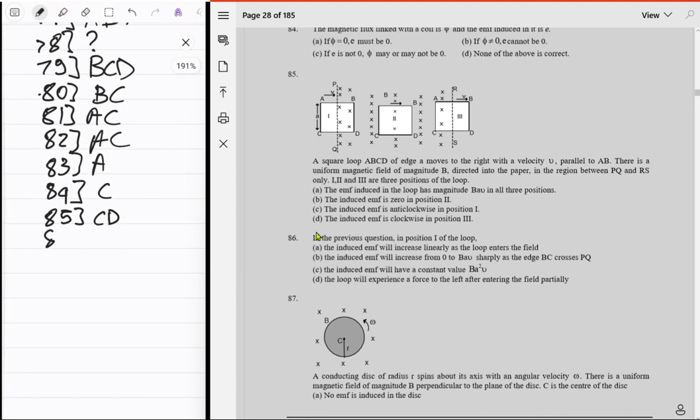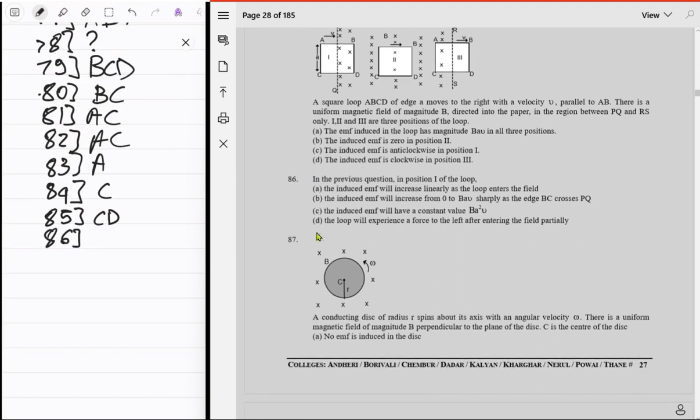Okay, 86. In the previous question, in position 1 of the loop, the induced EMF will increase linearly as the loop enters the field. No, अगर तुम्हारी V constant है, then no. Induced EMF will increase linearly as the loop enters. No, so A is wrong. The induced EMF will increase from 0 to BAV sharply as the edge BC crosses.